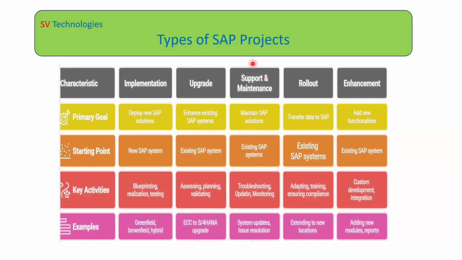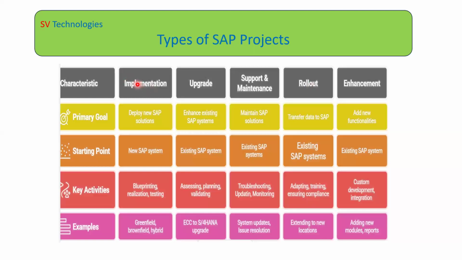See, in the SAP environment, we have different types of projects. So you can see here: one is implementation project, another is upgradation project, support and maintenance project, rollout project, and enhancement project. These are the different types of projects we can see in real time. From project to project, the consultant roles will be different. You should be aware of that.